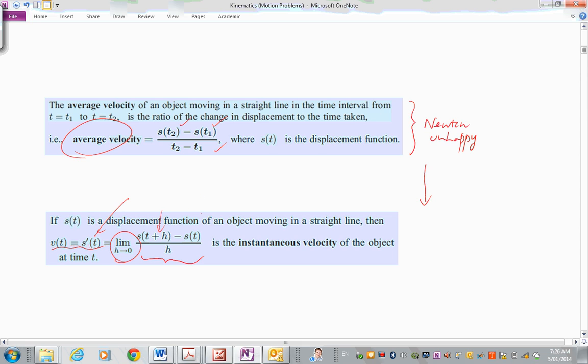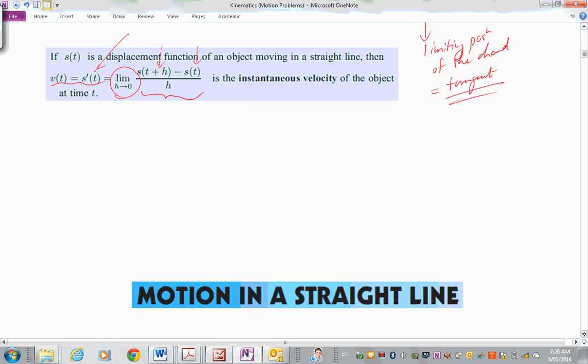Notice we put in t plus h and t instead of t2 and t1. So this is the idea of the limiting position of the chord, giving the average velocity, is the tangent. And so if we can find the limit of that delta s over delta t expression, then we have it. Okay, that's our notion. All right, let's keep developing it, keep reinforcing all these ideas now.